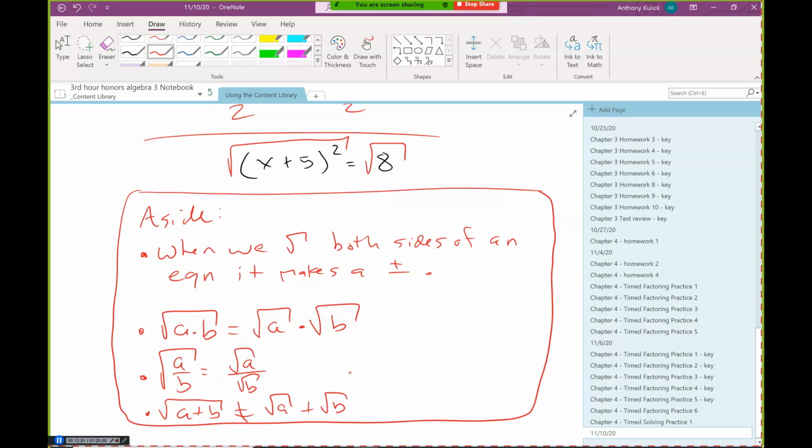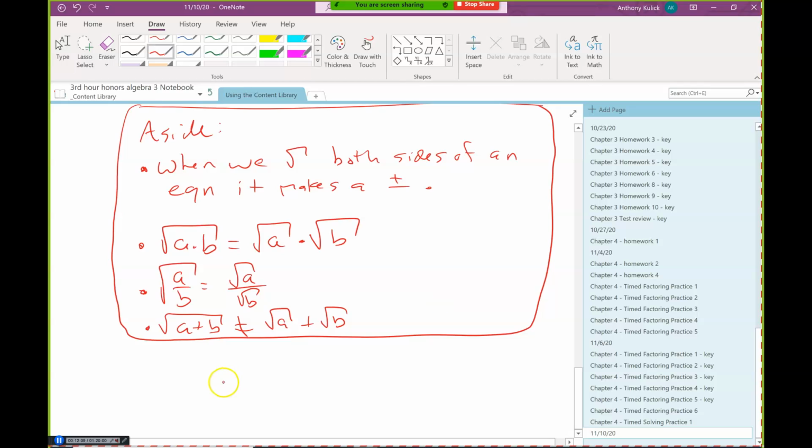Okay. So we've seen plus 5 squared. The squared and square root cancel, so I have just an x plus 5. Because I did the square root of both sides, I have a plus or minus. And then I have the square root of 8.